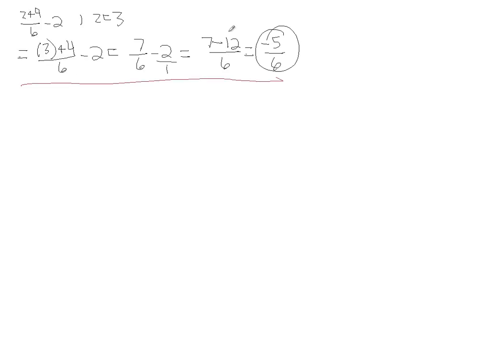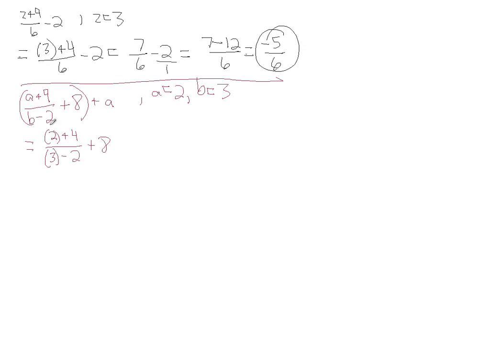Our next example, we have a plus 4 divided by b minus 2, and I'm going to have a plus 8 out here. All this we're going to add a to. And we want to know the value of this expression when a equals 2 and b equals 3. Okay, so let's go ahead and substitute our values for our variables. We have a, which is 2, plus 4 divided by b, which is 3, minus 2. We have our plus 8 out to the side, and then plus a, which is 2.